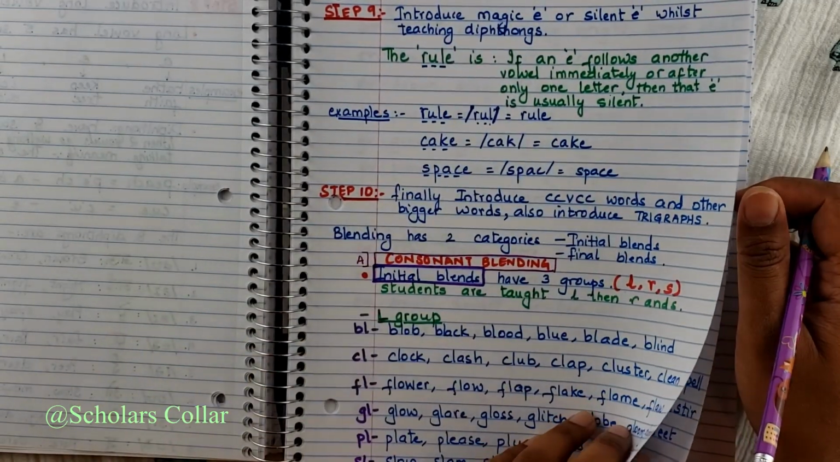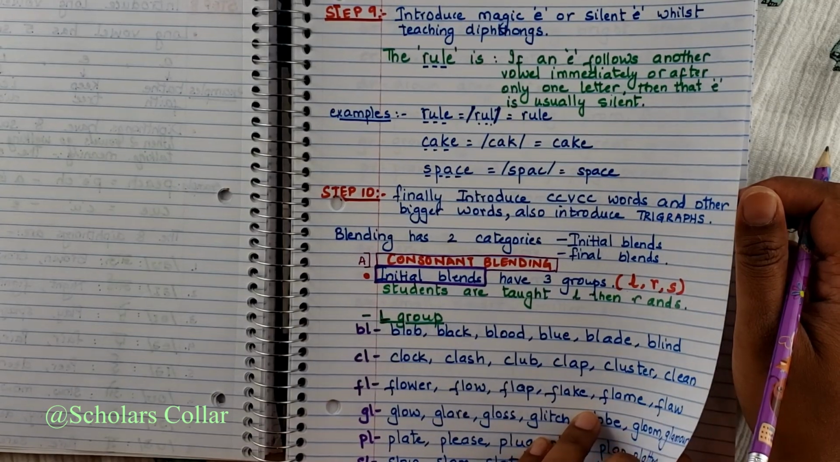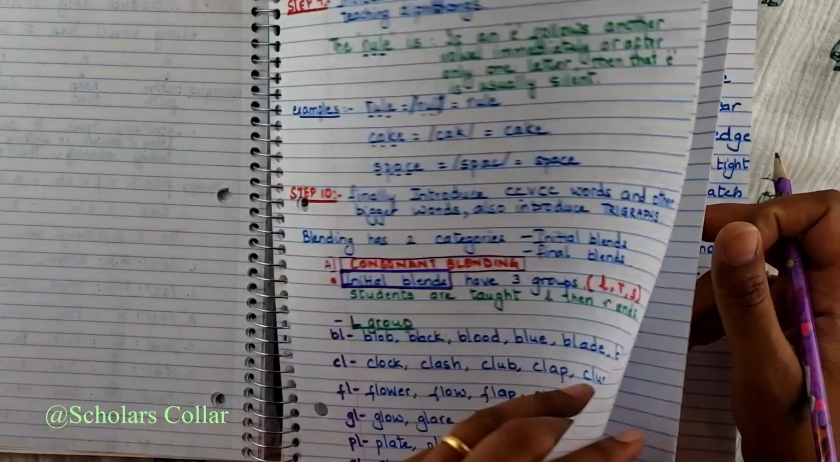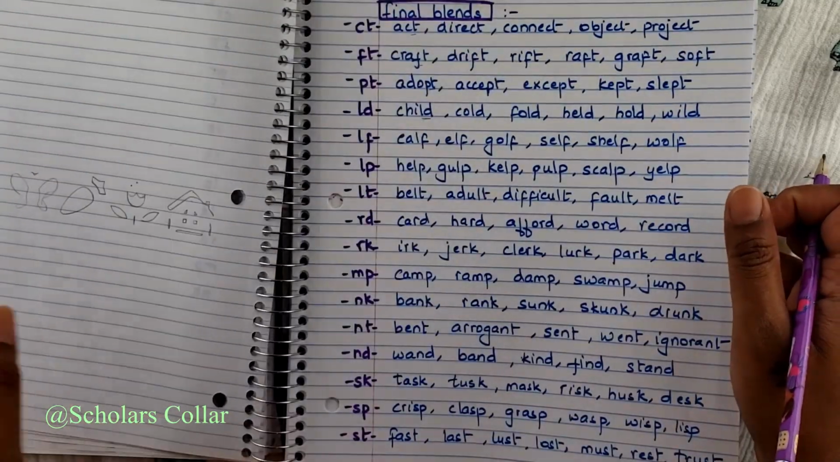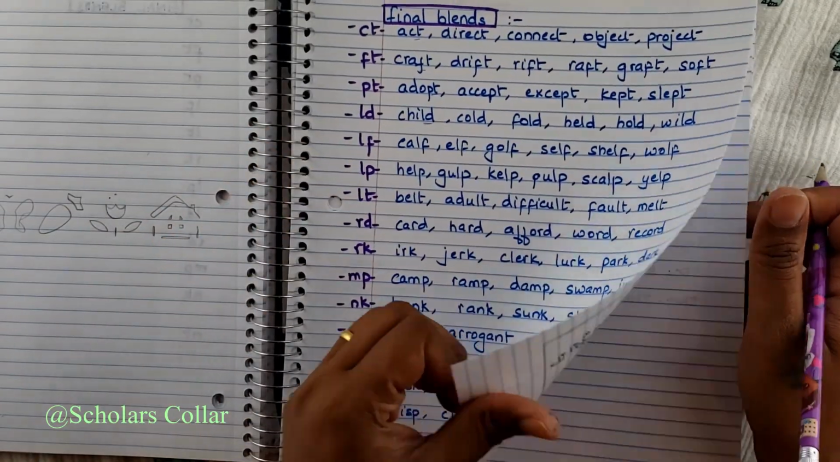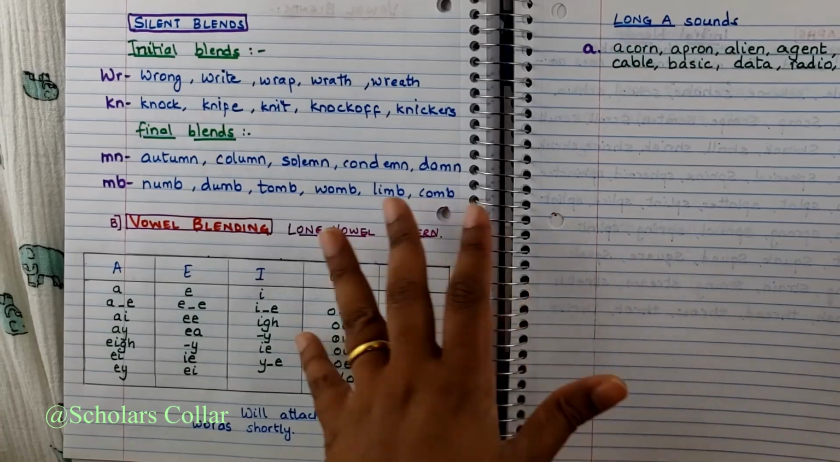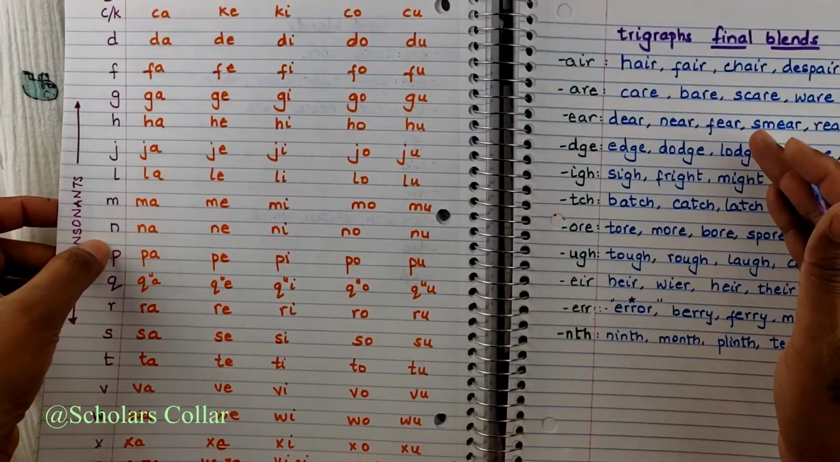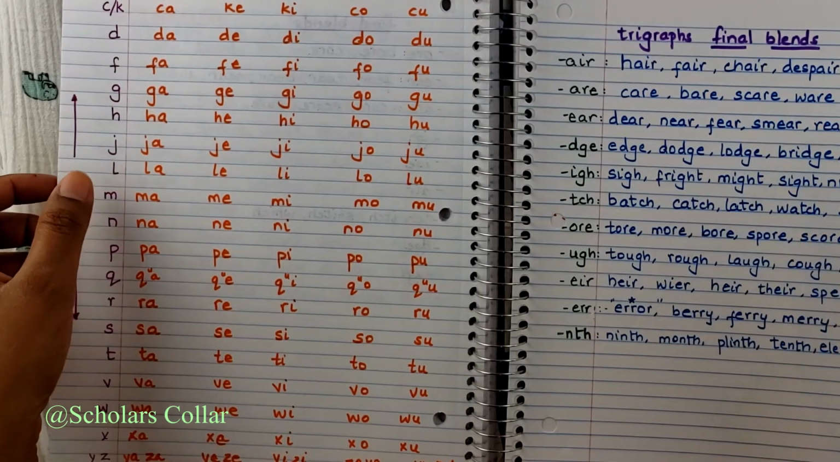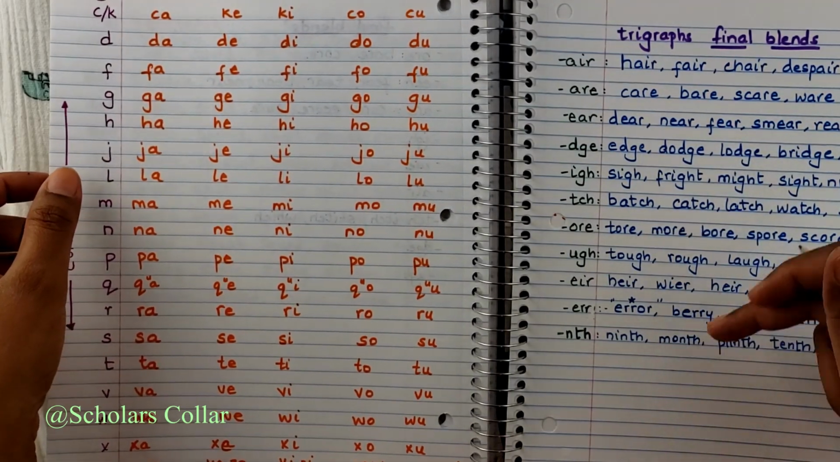So we have 3 groups, L, R, and S. Make sure you start with the L first, then progress to R and S. And then finally final blends with that. Then go ahead with silent blends, vowel blends, and trigraphs and digraphs.